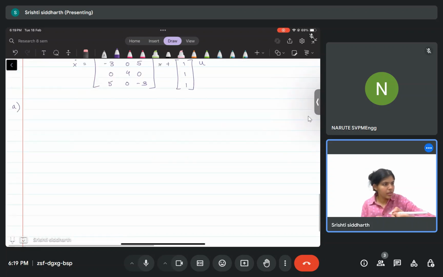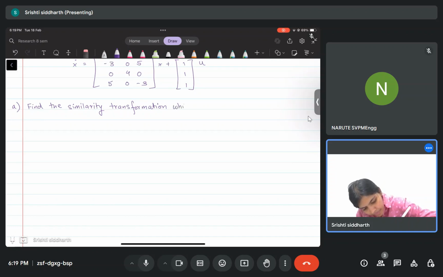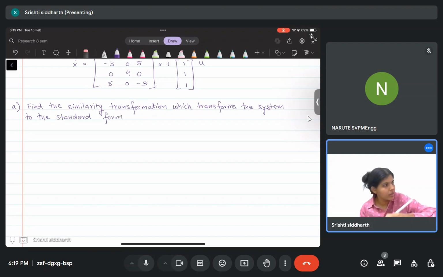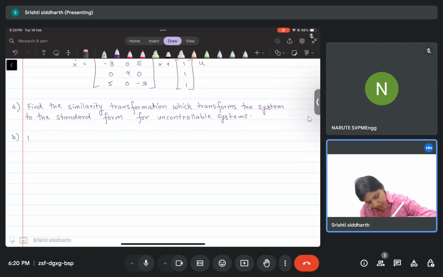So the first part of the question is to find the similarity transformation which transforms the system to the standard form for uncontrollable systems. And the next part is to determine its controllable subspace.